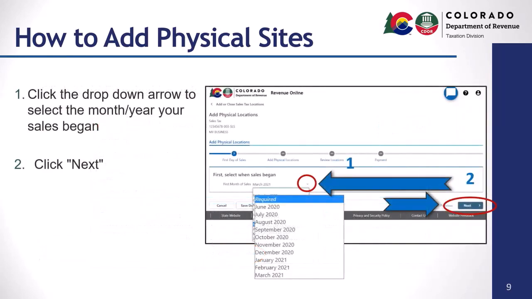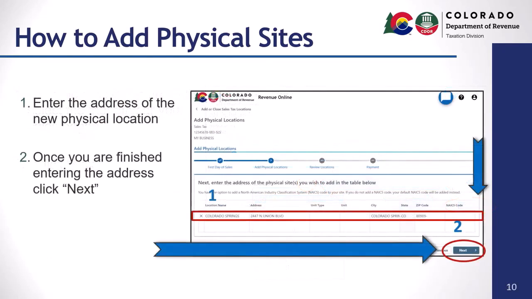Click on the drop-down arrow to select the month/year your sales began and then click the Next button. Manually enter the address of the new physical location. The address will then be verified through the Geographic Information System (GIS) to retrieve the appropriate location code for that site. Once you are finished entering the address, click on the Next button.